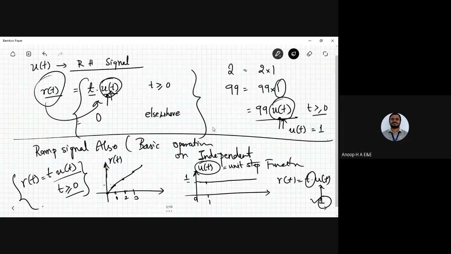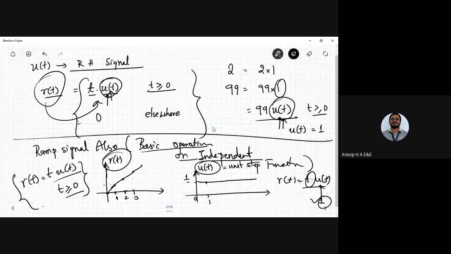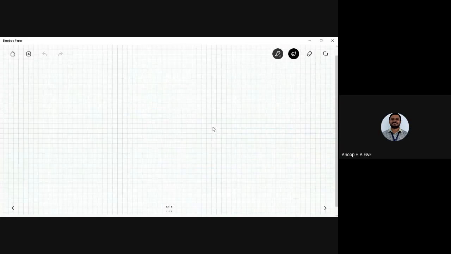So that is the ramp signal what is given here. So r of t can be written as t into u of t, that is for t greater than or equal to 0. Okay, as I was mentioning, basic operations on independent variables. Whatever operations we are performing on the independent variables, the whole thing holds good for the ramp signal also.